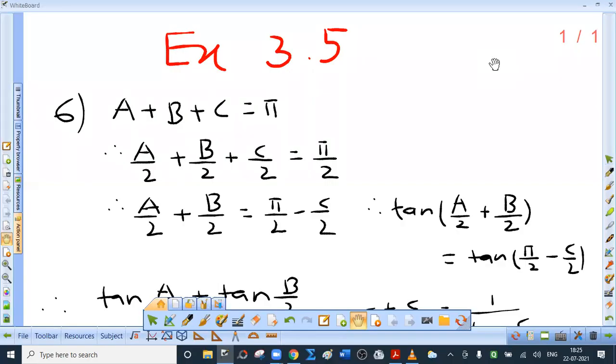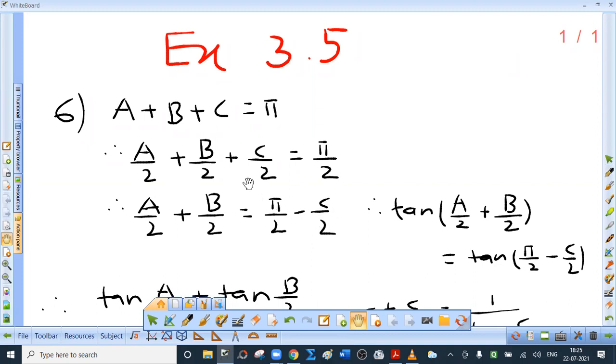Exercise 3.5, sum number 6. Let me read the sum first. Prove that tan A by 2 into tan B by 2 plus tan B by 2 into tan C by 2 plus tan C by 2 into tan A by 2 is 1. Same logic, A plus B plus C is pi. So A by 2 plus B by 2 plus C by 2 is pi by 2. A by 2 plus B by 2 is what? Pi by 2 minus C by 2.